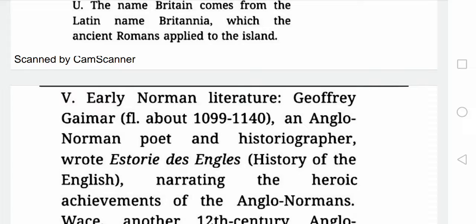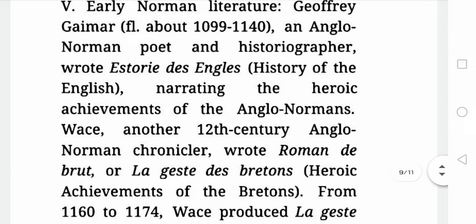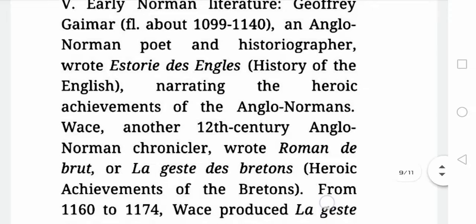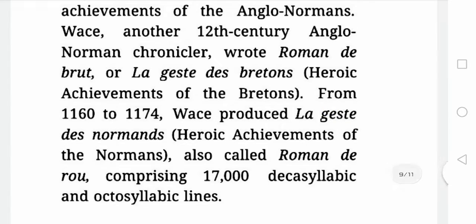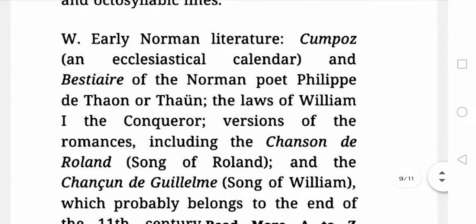Now comes the early Norman literature, starting with Geoffrey Gaimar. He was an Anglo-Norman poet and historiographer, and he wrote a history of the English, narrating the heroic achievements of the Anglo-Normans. It is in decasyllabic and octosyllabic lines, 17,000 in number.